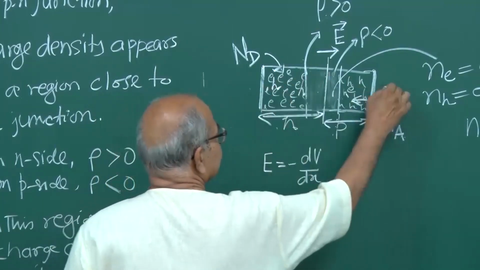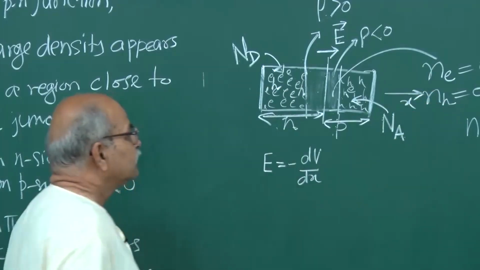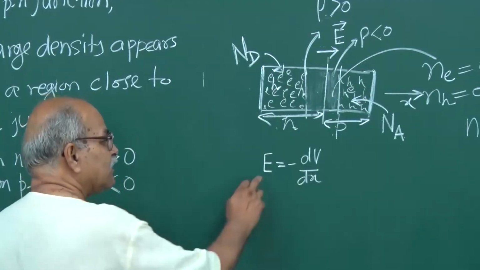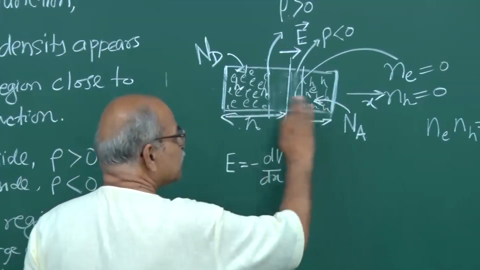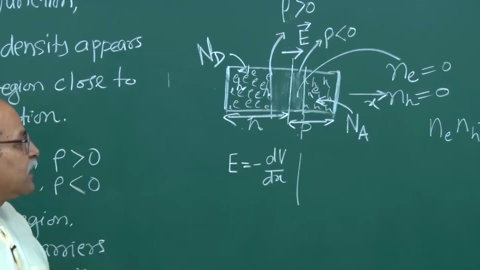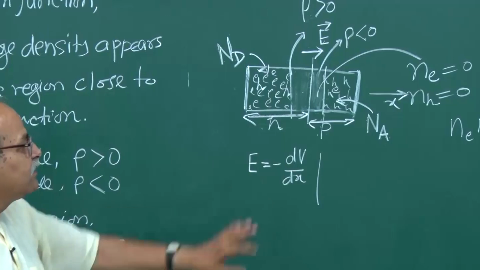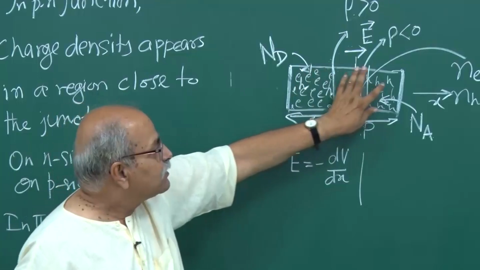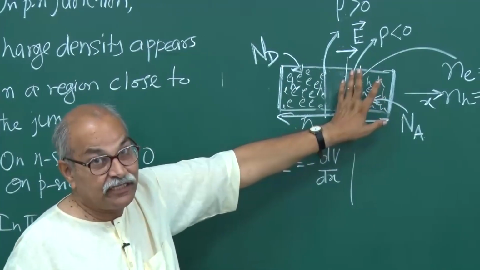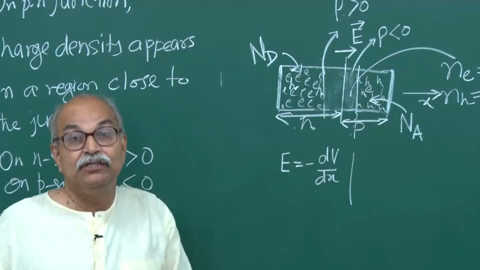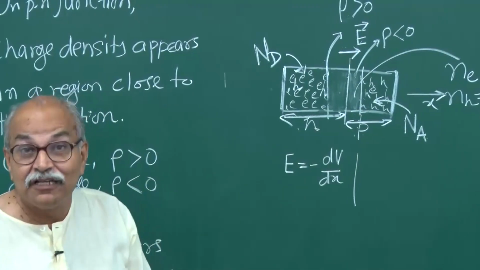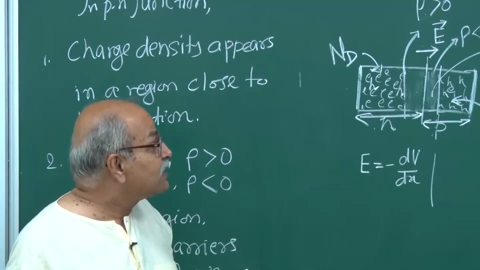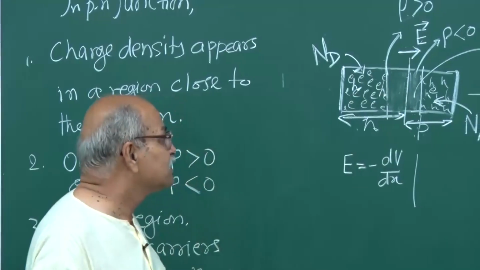If I call this the x direction, and the electric field is in the x direction, then E is minus dV/dx. So potential decreases. That means this N side should be at a higher potential than the P side. We are not connecting any batteries. We have just put neutral impurities in a neutral semiconductor wafer, but we see that some electric field appears in this depletion region.